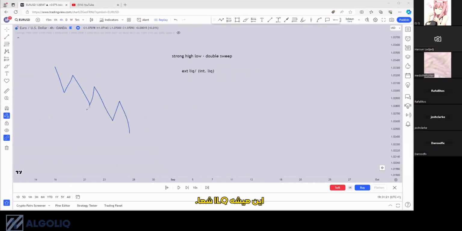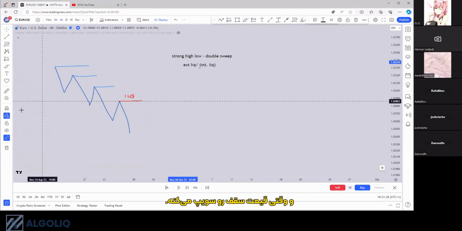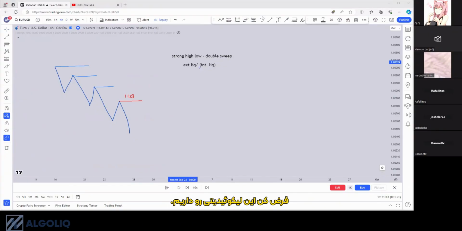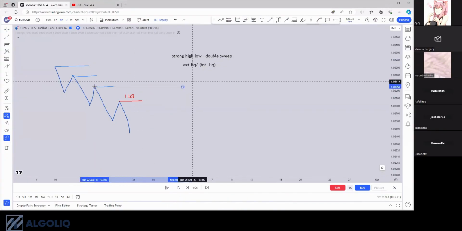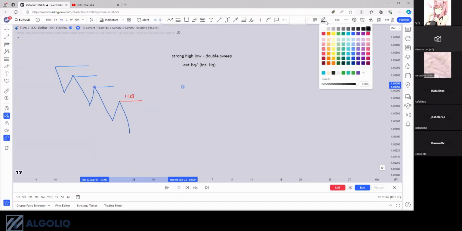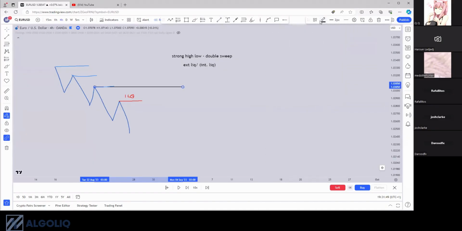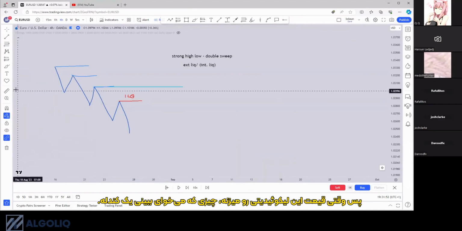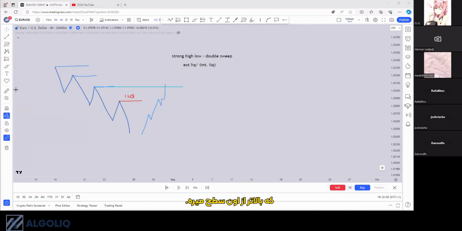You know, this is your ILQ. And all structural points before that are external liquidity. So you can apply this on this one, on this one, on this one. And when price sweeps the high, so let's say we have this liquidity, when price sweeps this liquidity, what you want to see is a candle that goes above, right?